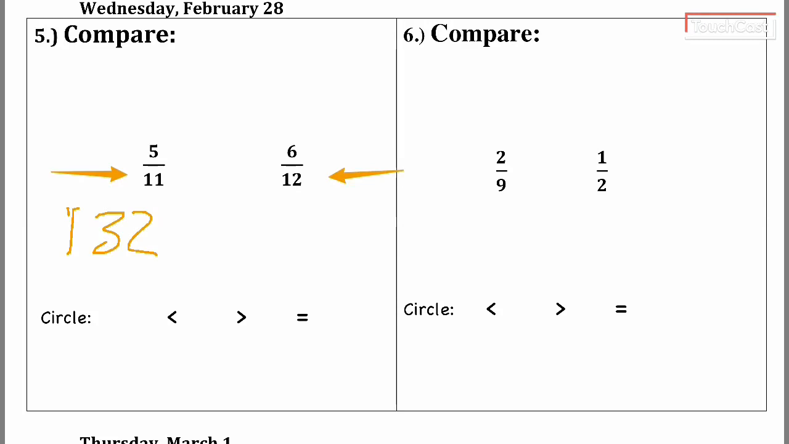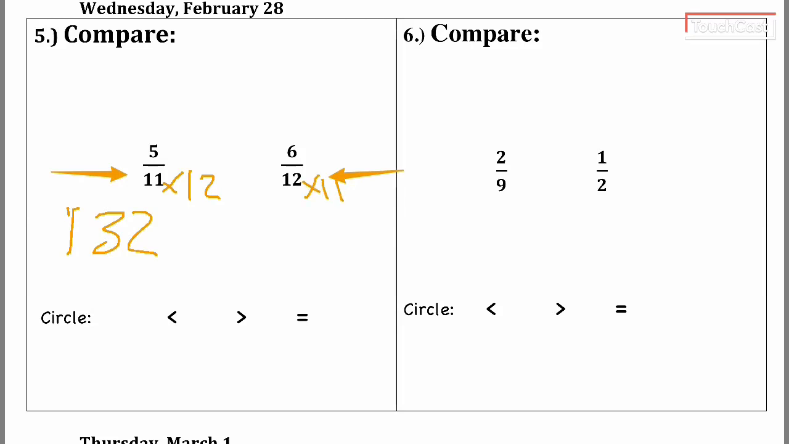So if 11 times 12 gives you 132, you should do 12 times 11. Hold on a second. Lost my pen there. It did it again. Stop. You should do 12 times 11.